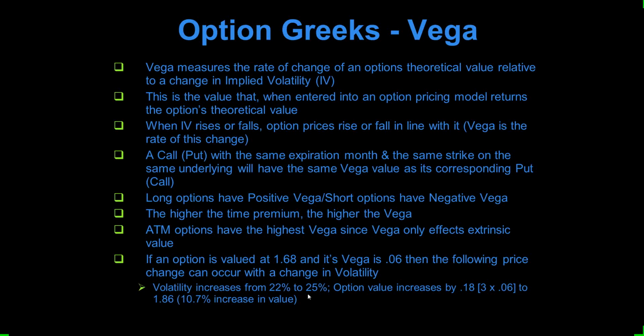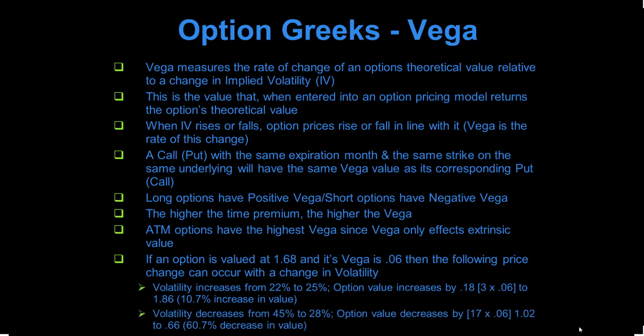It can do that in one morning, real quick. The option value increases by 18 cents. Why? Well, that's a 3% increase. So 3 times 0.06, because that's what my Vega is, gives me 18 cents. So I add 18 cents to $1.68, and that gives me a new option price of $1.86. That's a 10.7% increase just because volatility went up a little bit. Not much. So you can see what volatility can do.